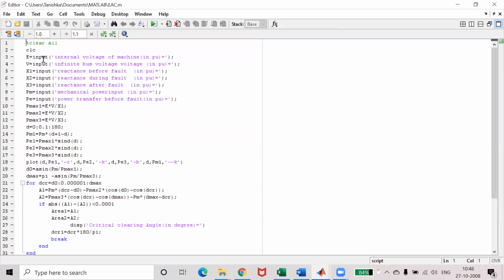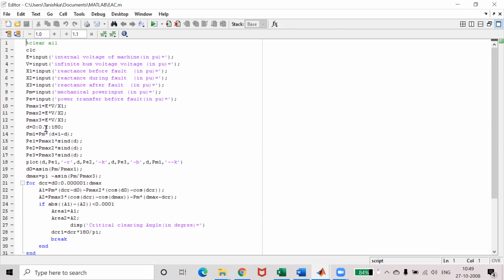Here, the first input is E, that is the internal voltage of the machine. You have to put it in per unit. Then V is the infinite bus voltage, which we take as reference 1.0. Then X1, X2, X3 are the reactances before fault, during fault, and after fault. Remember that this is already given in the example itself. Find out the mechanical power and electrical power by using this formula, P is equal to E by X into sine delta. The maximum power you can get by putting delta equal to 0.